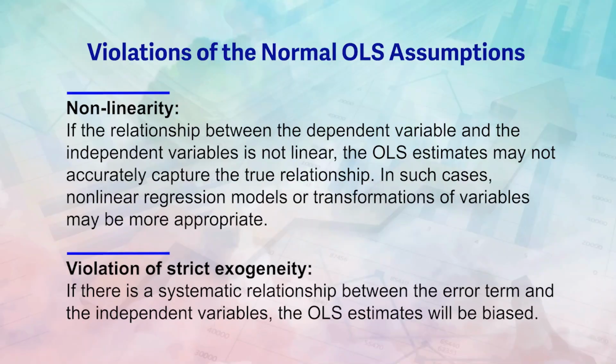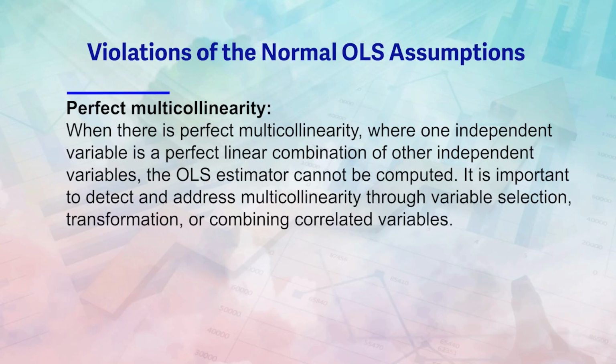Second one is the violation of strict exogeneity. Whenever there is a relationship between the error term and the independent variables, the OLS estimates will be biased. As a result, the independent variables and the error term will be correlated with each other, and if that happens, then definitely the exogeneity assumption is violated. So we need to take up an estimation procedure which will capture the problem of endogeneity, like the generalized method of moments or any kind of GMM method, which is more advanced compared to the OLS method.